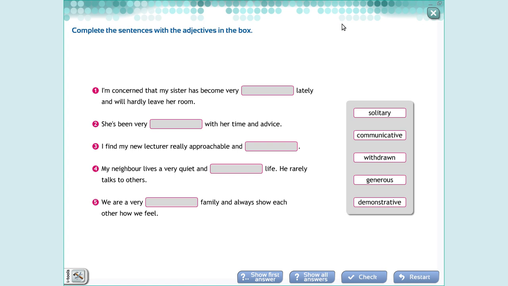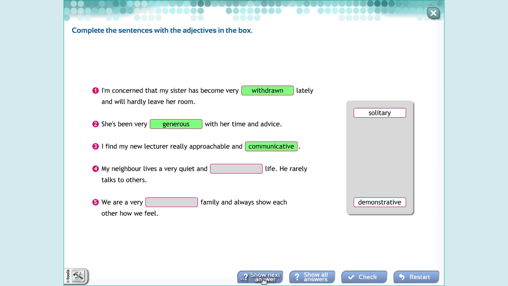I'm concerned that my sister has become very withdrawn lately and will hardly leave her room. We've drawn someone that doesn't speak too much. It's like shy. She has been very generous with her time and advice. Generous. I find my new lecturer really approachable and communicative.